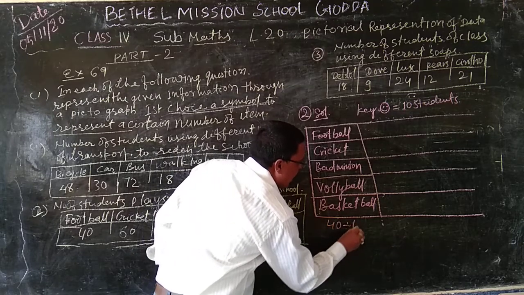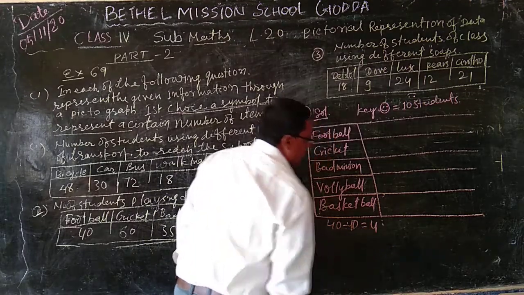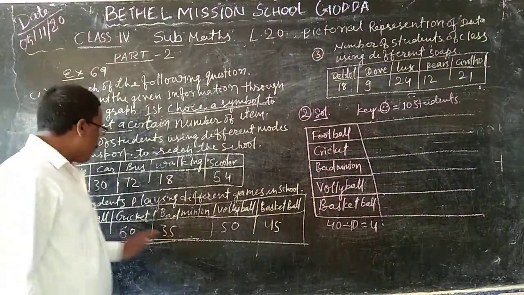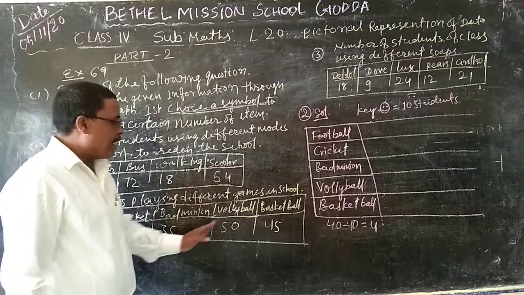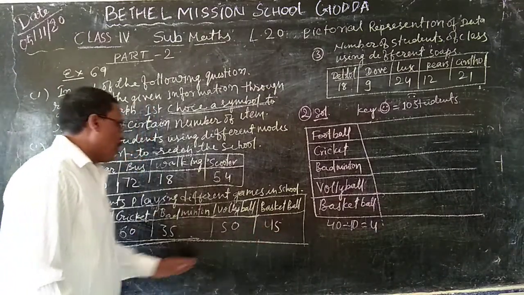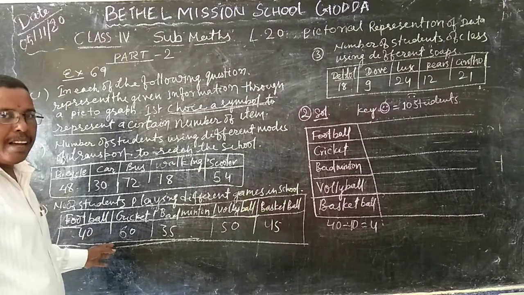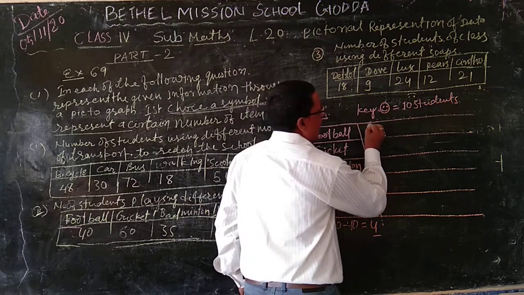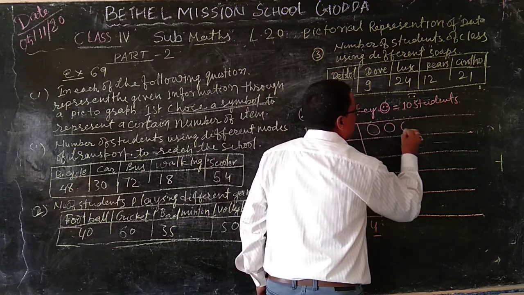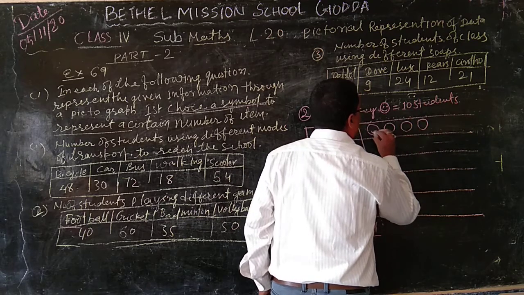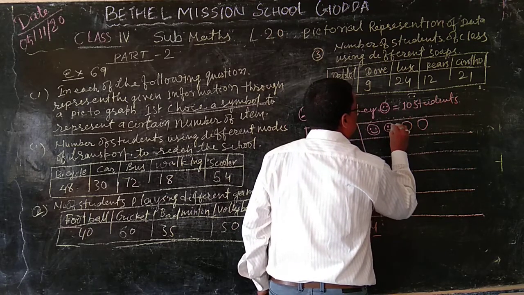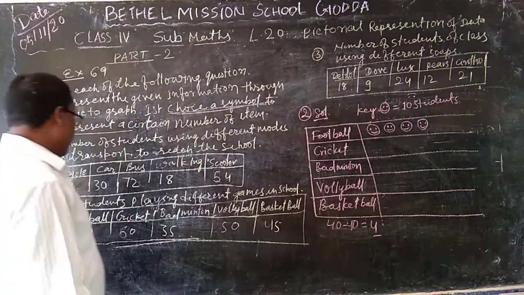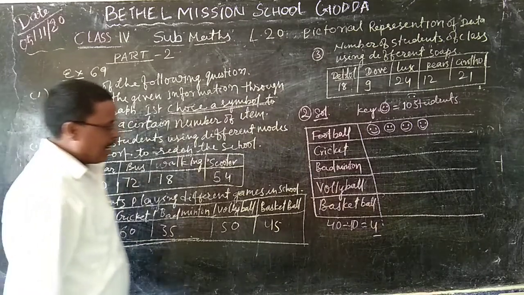So rough work here: 40 divided by 10. How much? 4. The students play different games: first is football, cricket, badminton, volleyball and basketball. So for football, how many students play? 40. So 40 divided by 10 equals 4. You can make here 4 pictures: 1, 2, 3, 4. Clear?